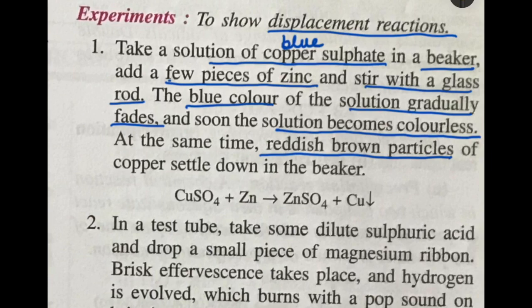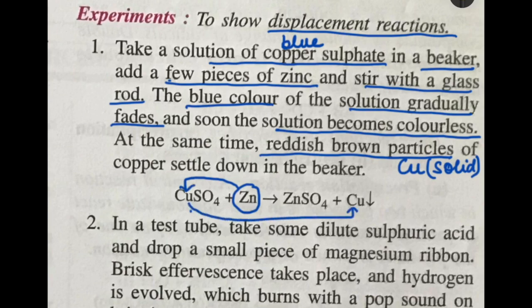Okay, so why is this happening? The reddish brown particles are of copper because it is solid. So in this reaction, zinc is more active than copper, so it will displace copper. Copper will come out and be released, and zinc sulfate will be formed, which is a colourless solution. So in the question you will get a blue colored solution taken in a beaker and a few pieces of metal added to it and stirred. Then the question will come: what will happen to the color of the solution? What is formed? Then you'll have to write down the chemical reaction.